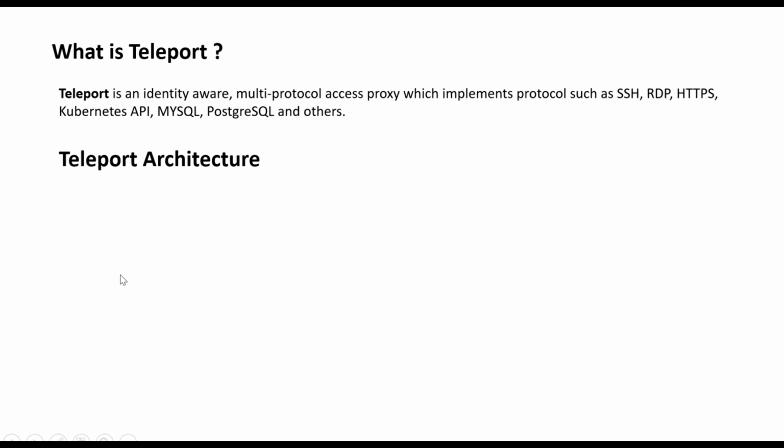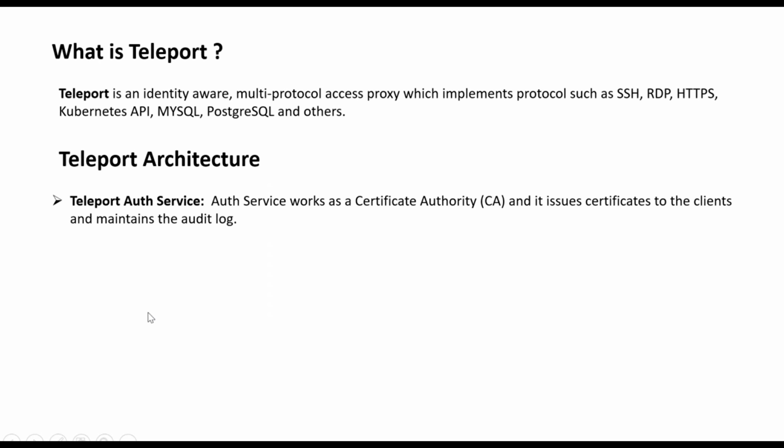Now let's understand the Teleport architecture, and there are mainly three services which are responsible to perform all actions inside Teleport. The first is the Teleport auth service. Basically the Teleport auth service acts like a CA, certificate authority, and it issues certificates to the client to connect with the Kubernetes cluster, databases, web applications or RDP.